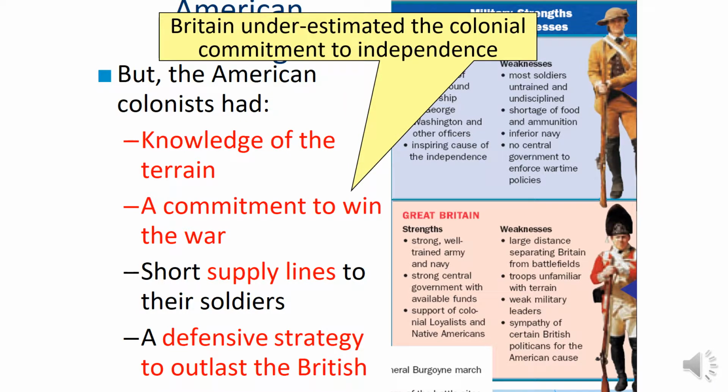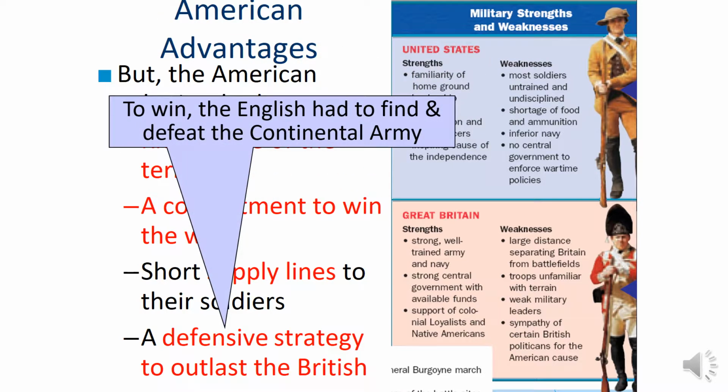Right, so Britain is going to underestimate the colonial commitment to independence. That's one of the big things that we're going to learn. They don't understand how dedicated these colonists are to the cause. When you have somebody who believes that their freedom and liberty is being stepped on, those people are going to be much more willing to give their life for a cause than people who may be a professional army. To win, the English had to find and defeat the Continental Army. And it looks like they're going to do that in the beginning of the war, but eventually they will fail.